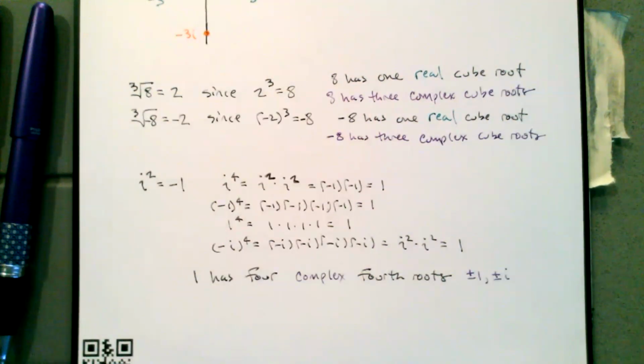When we upgrade to looking at the complex numbers, whatever root we're taking, that's how many we're going to find. Square roots, 2 of them. Cube roots, 3 of them. Fourth roots, 4 of them. Fifth roots, 5 of them.